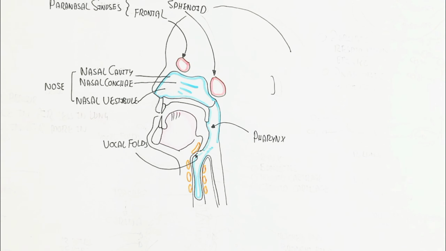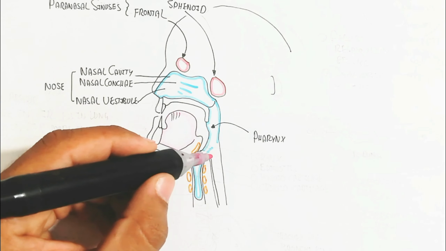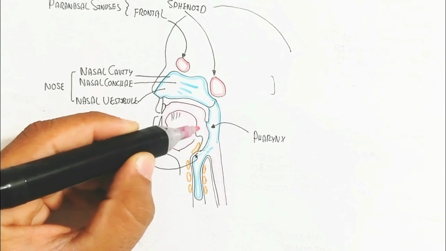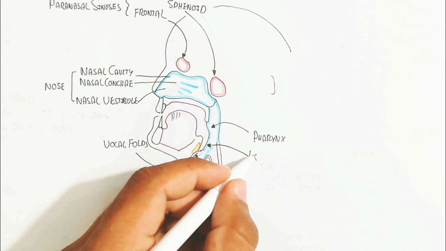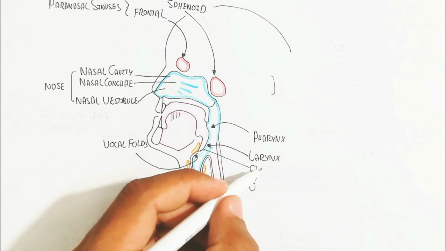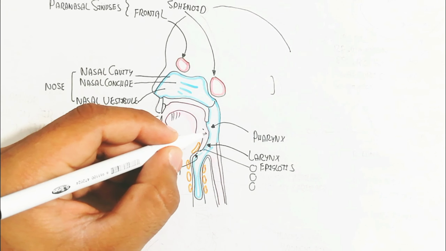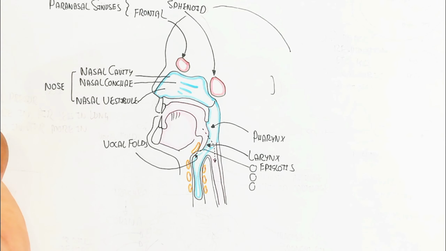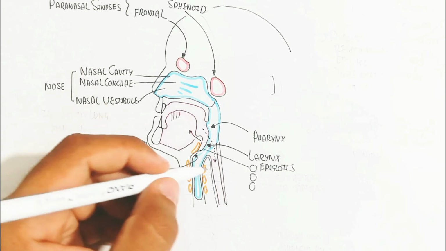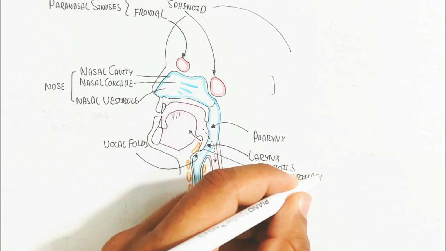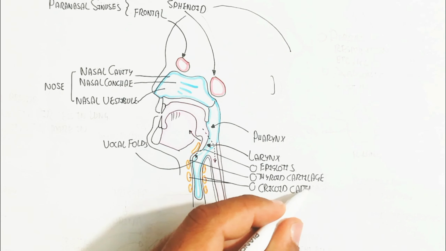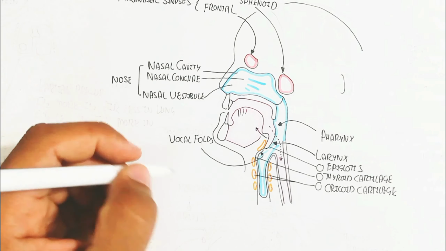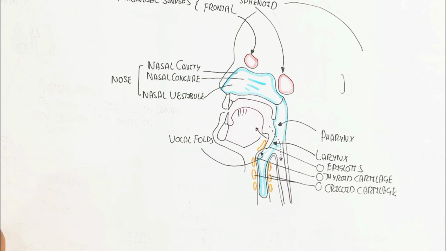So these are the vocal folds, and above the vocal folds is the epiglottis, and here is the pharynx. Here is the larynx, and the larynx is used for the voice, and the epiglottis is used for closing the airways while opening during inspiration or expiration. And the thyroid cartilage is present where the thyroid gland is present, and the cricoid cartilage. So anyhow, let's understand further.